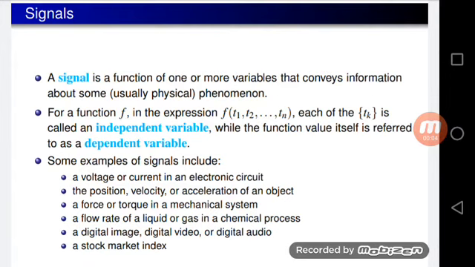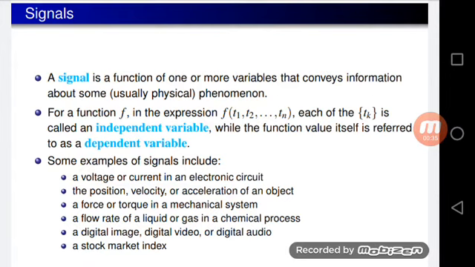Today we are discussing the subject of signals and systems. In the subject of signals and systems, the main theme or main object is to convert the signals into different forms and to see how the signal will behave in different systems.